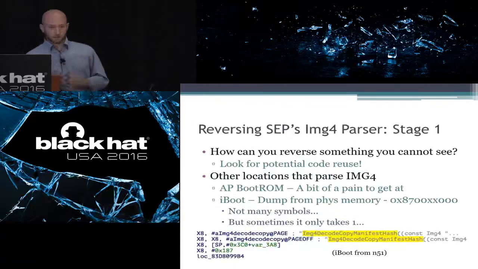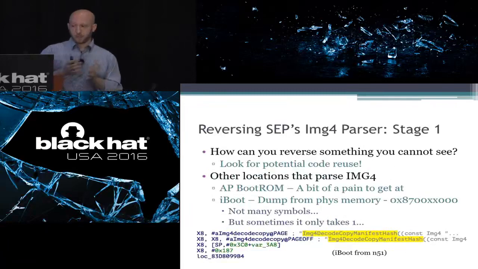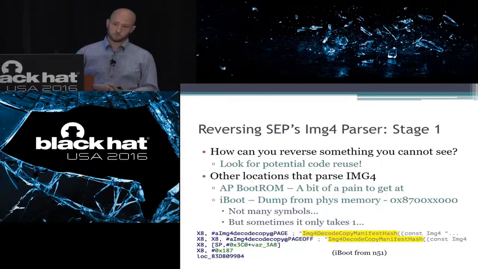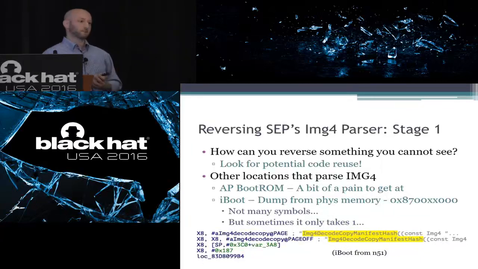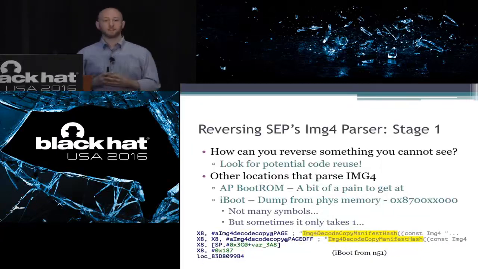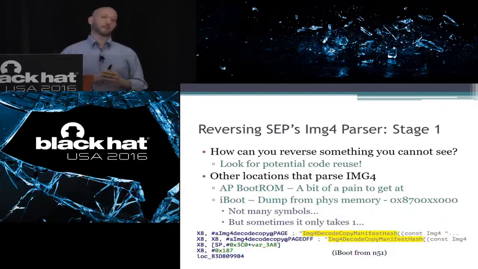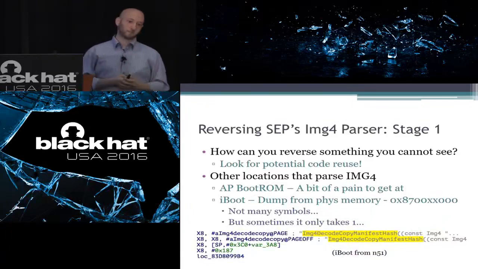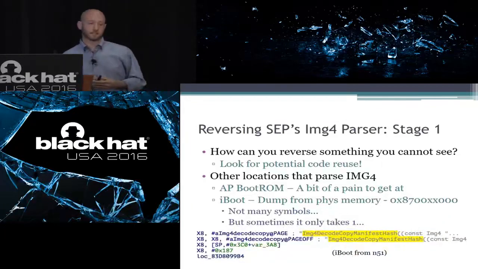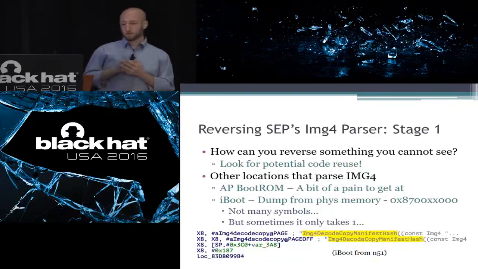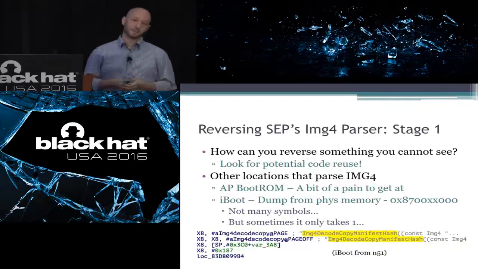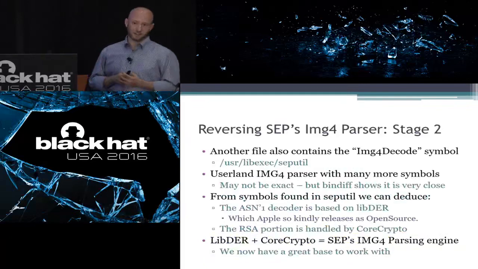So let's talk a little bit about actually how this works. How do we reverse something that is not visible? Well, let's try to find some code reuse. Well, we can't necessarily see it. We can get an idea of how it works by looking at other areas that actually use image4 parsing. So let's start in the most accessible place that's close to SEP, iBoot. Well, there's no symbols in iBoot, but we did find one string. image4 decode copy manifest hash. And one string is all you need.